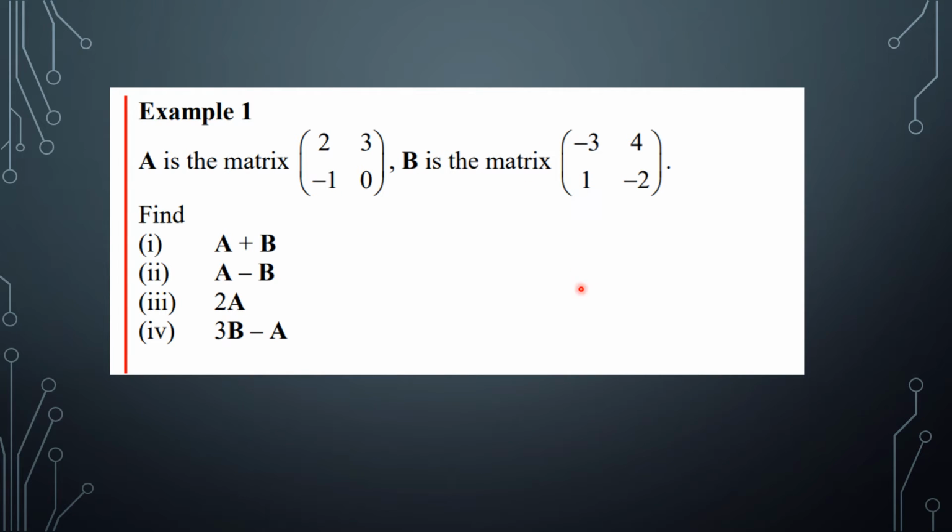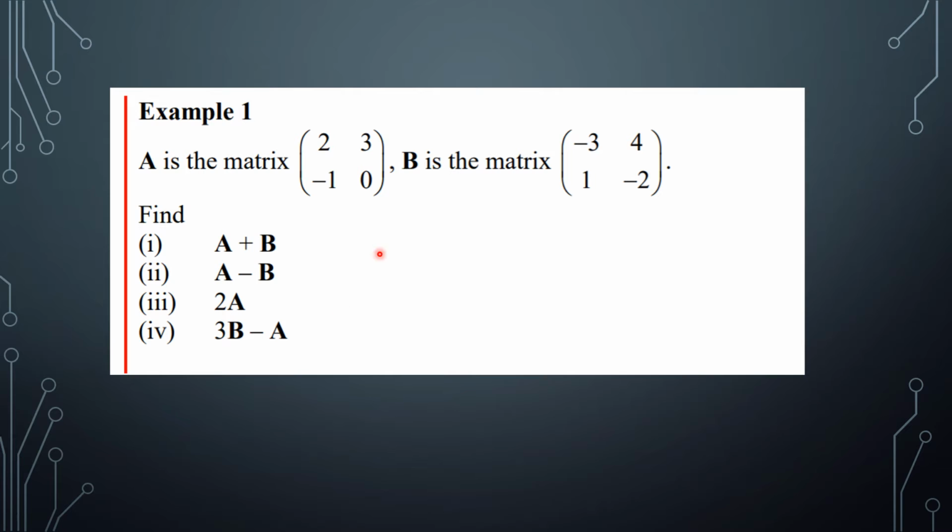I've got the answers in the next slide, so I'm just going to go through it before showing the answers. A minus B is just 2 minus minus 3, 3 minus 4, minus 1 minus 1, and 0 minus minus 2, if you get what I mean. So it's basically this minus that, this minus that, this minus this, and this minus this. 2A, you just multiply by a factor, so it's 2 times 2, 2 times 3, 2 times minus 2, and 2 times 0.